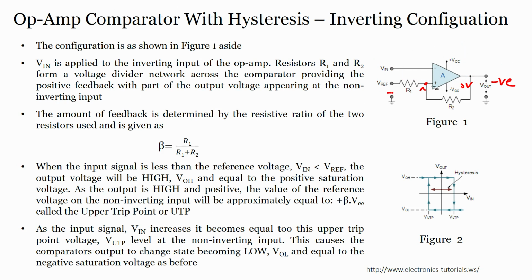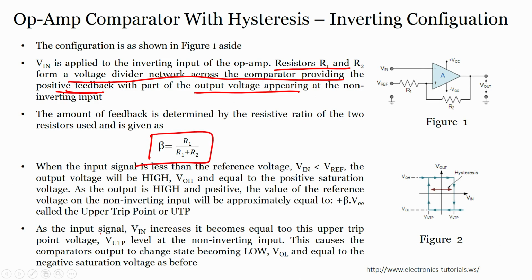So, what you can see, V in is applied to the inverting input of the op amp, and resistors R1 and R2 form a voltage divider network across the comparator providing positive feedback, right. It is providing positive feedback with a part of the output voltage appearing at the input. The amount of feedback determined by the resistive ratio is given by beta equals R1 by R1 plus R2. You can say R1 plus R1 by R2 because we are taking voltage across this point. Both R1 and R2 are the same, so it does not matter because it will be half times your output voltage if I want to calculate the V reference voltage.